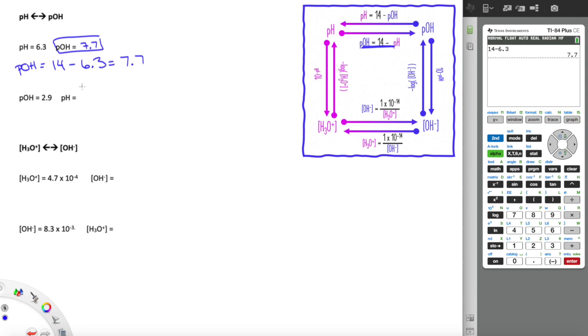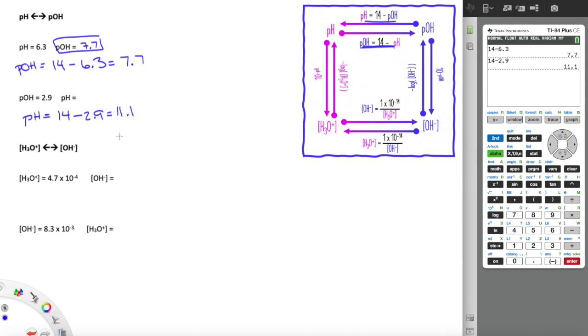All right, now let's go ahead and do the second one. This time I'm starting with a pOH and I'm being asked to calculate the pH. And so I want to choose an equation that's set up to be equal to what it's asking me for, so equal to pH. That means I'm going to use this top equation right up here. And so 14 minus the pOH, which is 2.9. Okay, so then in my calculator, 14 minus 2.9, and that's going to give me 11.1.